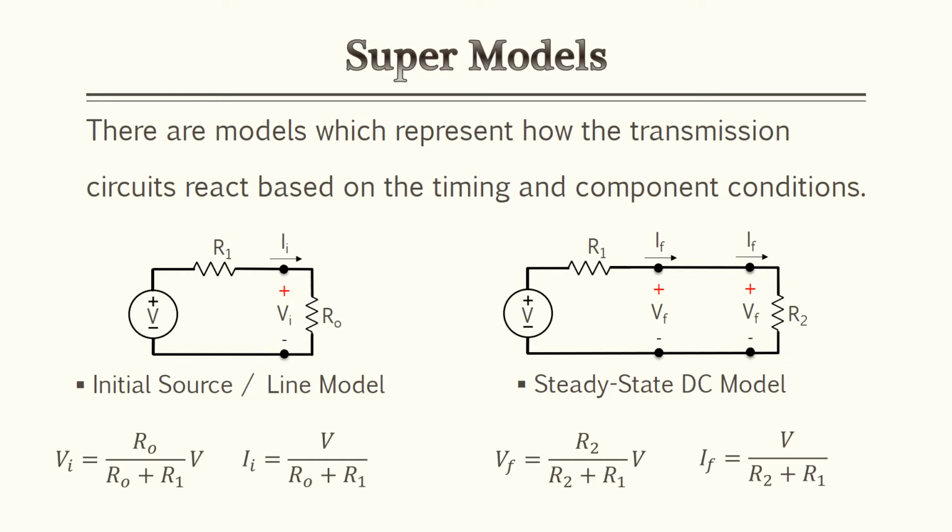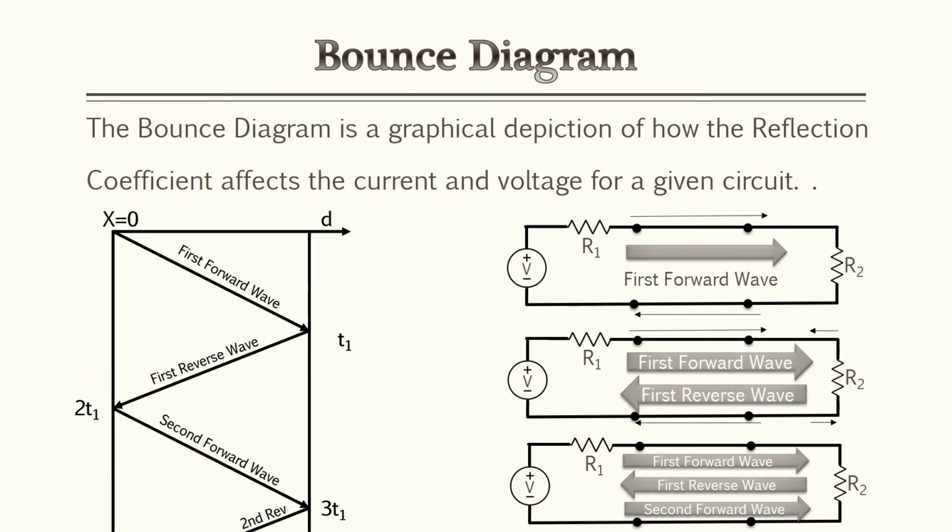And below those two models are the two equations we'll use to find our final voltage and final current and their initial voltage and initial current. Okay, so you're thinking, all right, like transient analysis, is there a way to determine what the current or voltage is based on the time? Yeah, but we're going to use a bounce diagram to find this.